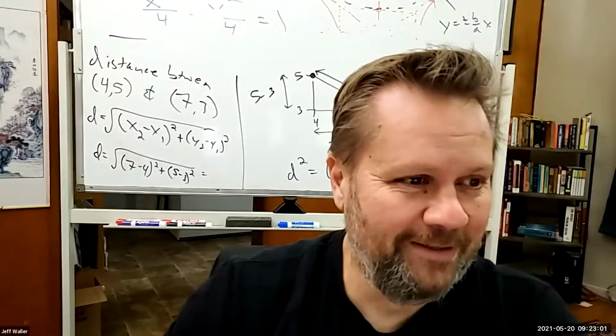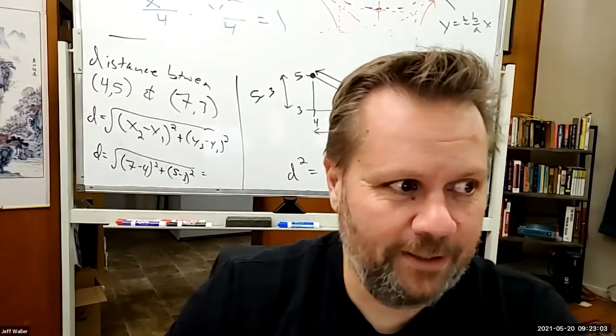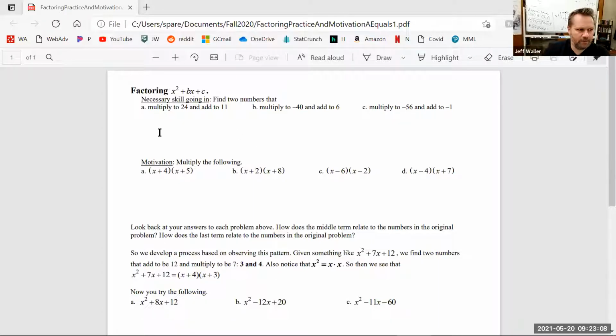Yesterday, I wasn't smart and I did this a different way. I don't have the work up here that we did yesterday, but just to remind you guys, we did this stuff up here. Multiply to 24, add to be 11. Remember we got 8 and 3, right? Multiply to negative 40, add to be 6. We got 10 and negative 4. The 4 has got to be negative to make it positive 6.